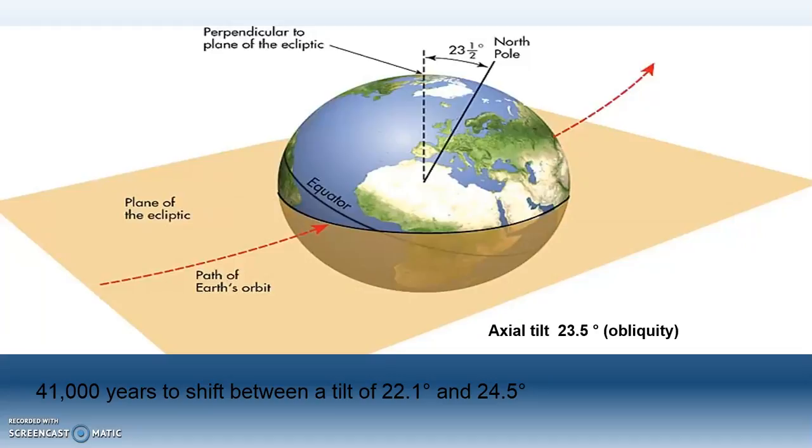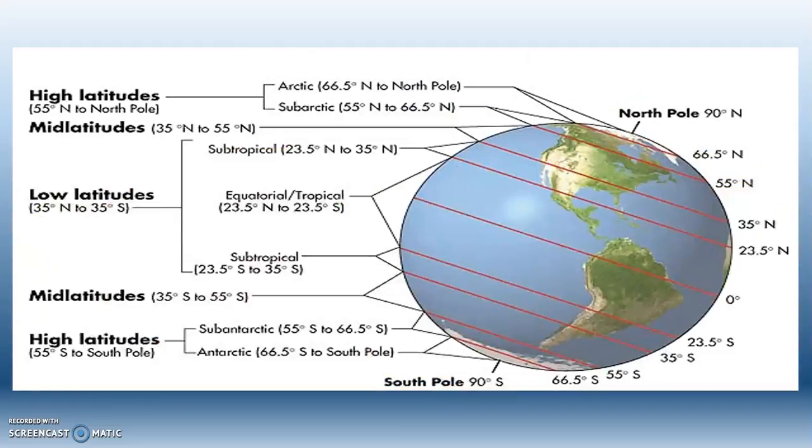a 23.5 degrees tilt. Now this tilt fluctuates over 41,000 years, and this tilt can fluctuate between 22.1 degrees and 24.5 degrees. So it definitely tilts back and forth. It takes a long period of time to change, but the current tilt today is 23.5 degrees. So now this diagram makes a little bit more sense. We see that the Earth is tilted 23.5 degrees.